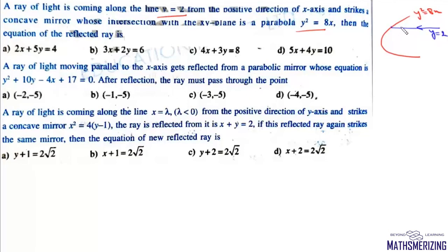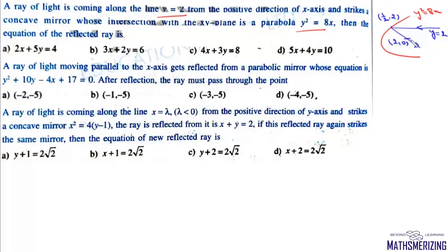So we can find this point. For this point, y coordinate is 2. So we'll put y as 2. We'll get x as 1 by 2. So this point will be 1 by 2 comma 2. Now after reflection, it will pass through focus of parabola. So we know that focus of this parabola will be at a comma 0. So it will simply be 2 comma 0.